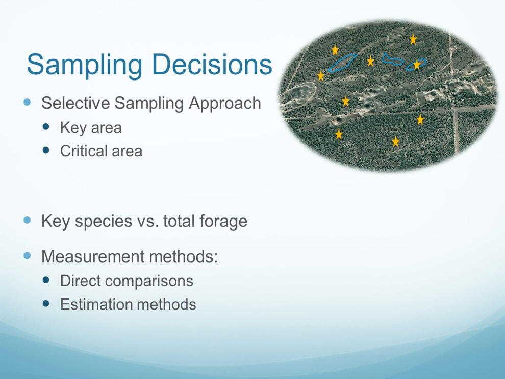There are a number of ways that we can measure utilization, and we're going to focus on the two main types, which are direct comparisons as well as estimation methods.